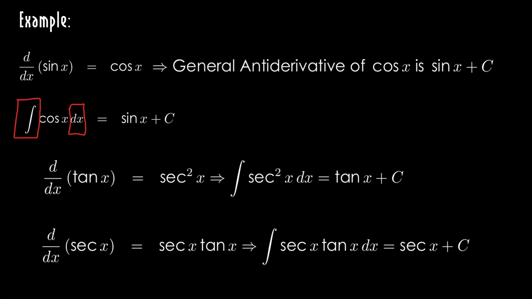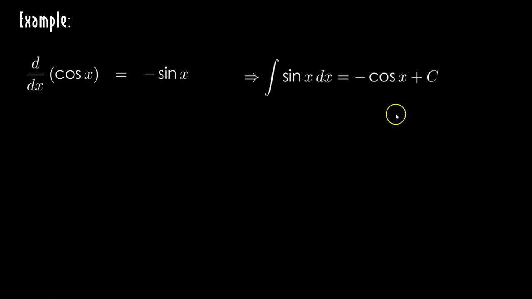Now you may be asking yourself, Megan, what about all those other ones? What about the ones that are negative? Well, it's the same thing, but we don't write it that way. I know that the derivative of cosine is negative sine. We don't usually talk about the integral of negative sine when we're doing formulas. We just say the integral of sine and then put the negative on the other side. So I know the derivative of cosine is negative sine, so the integral of sine is negative cosine plus c.